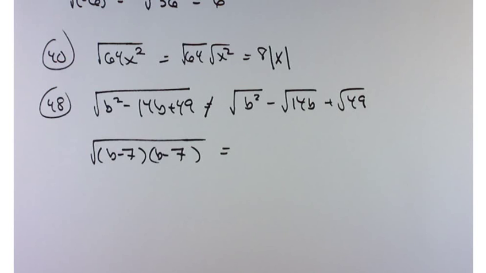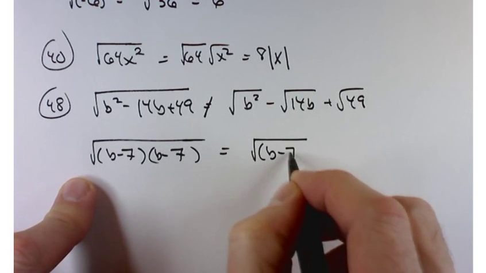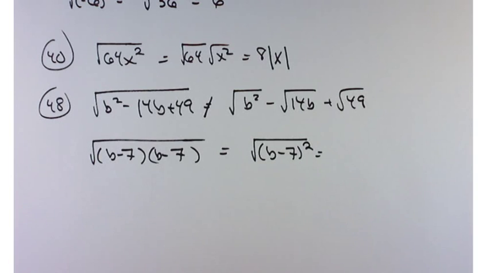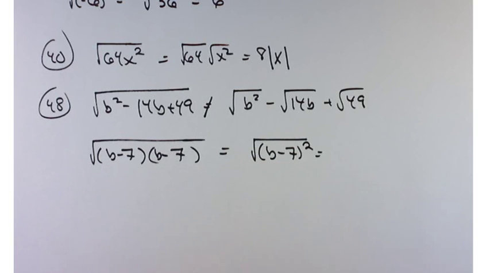Good. Write this as something squared. Square root of b minus 7 squared. That's what I tried to encourage you to do. So the idea back then, and the idea is now, is if you write it as something squared, we can finish simplifying this.